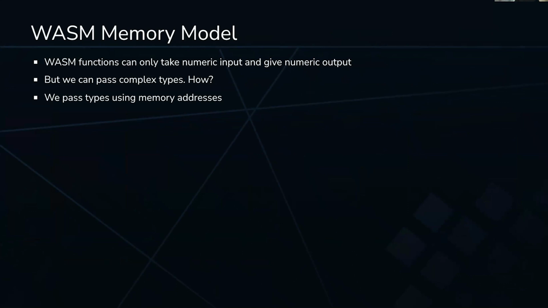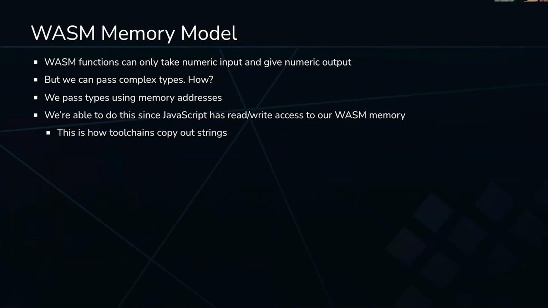And so what they've done is they've given JavaScript read and write access to your WebAssembly heap, your memory inside of your WebAssembly runtime. And so you can pass a memory address saying, hey, I wrote a string to this location. And then JavaScript goes in, reads those bytes, and then copies those into a JavaScript string. And that's how you get the strings out. And then when you want to go back, you write the string to memory and then pass in that address that you wrote it to.